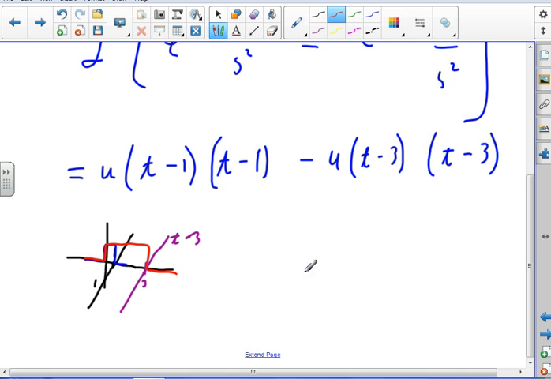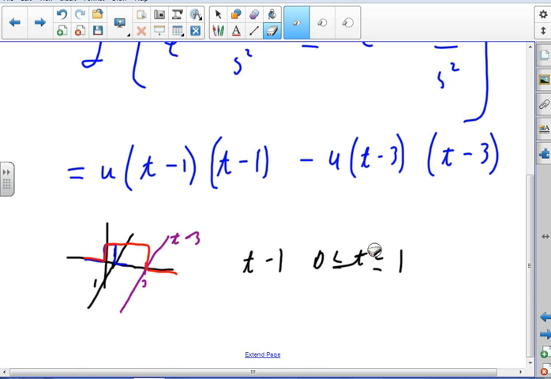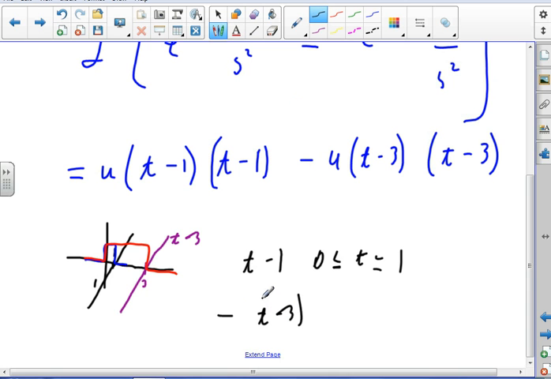Is that perfectly clear yet? This is why we don't do graphing. So I'm going to have this guy, t minus 1, for 0 less than or equal to t less than or equal to 1. And then I'm going to subtract from that t minus 3, for 0 less than or equal to t less than or equal to 3.